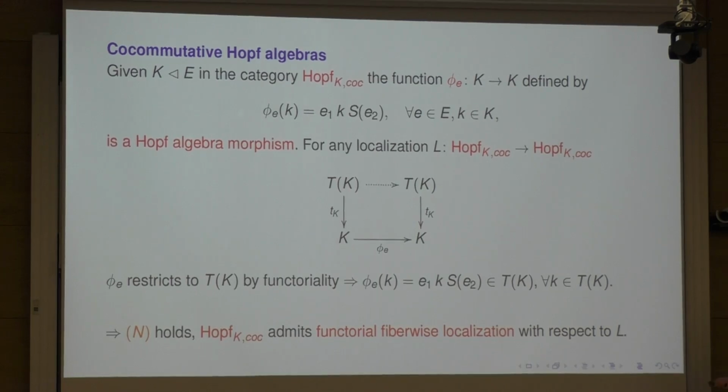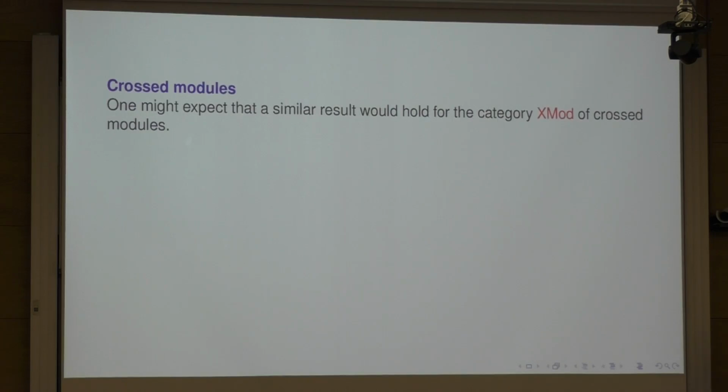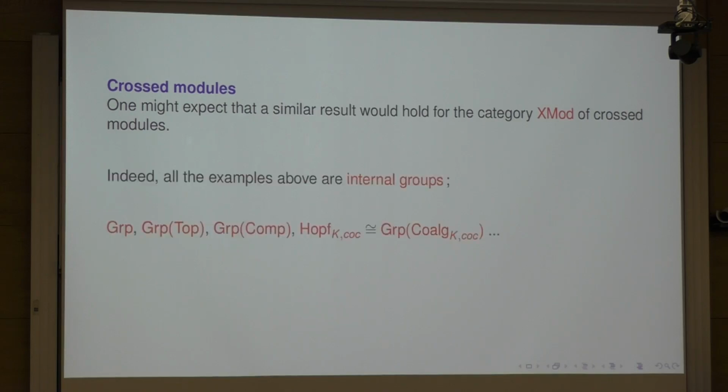So co-commutative Hopf algebras also admit functorial fiberwise localization with respect to any L. One localization could be the abelianization, so going from co-commutative Hopf algebras to co-commutative and commutative Hopf algebras, for instance. So one might expect that a similar result would also hold for the category of crossed modules. Why? Because all the examples I gave so far are examples of internal groups. So in sets, in topological spaces, compact Hausdorff spaces, or in co-commutative coalgebras, because Hopf algebras can be seen as groups inside co-commutative coalgebras. And the category of crossed modules is known to be equivalent to the category of internal groups in Cat. So we are in a similar situation.